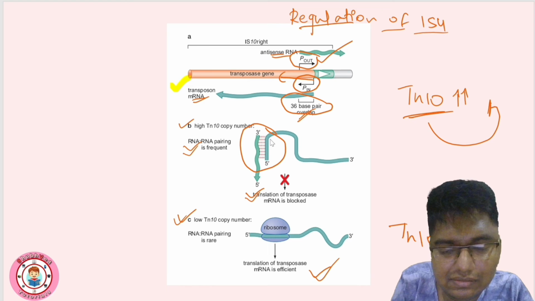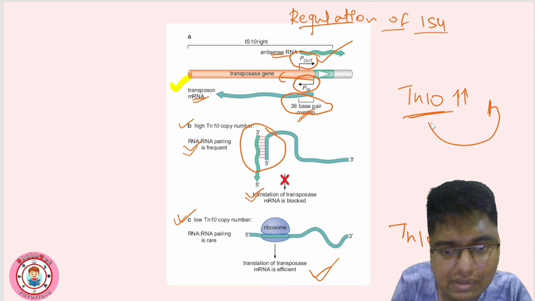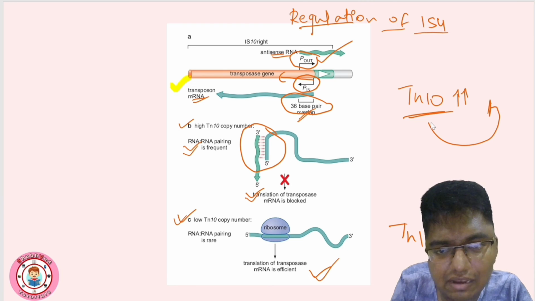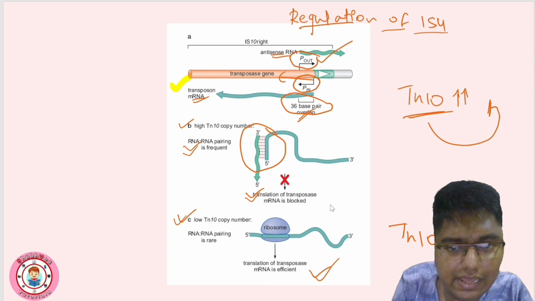Here RNA pairing takes place. So the RNA is not free. Ribosome cannot bind. Translation is blocked. In the third situation, no antisense RNA is there and TN10 is low basically. TN10 itself is regulating this pathway, right? So the ribosome will bind to the transposon mRNA, and translation will take place. This is about the IS4 family.